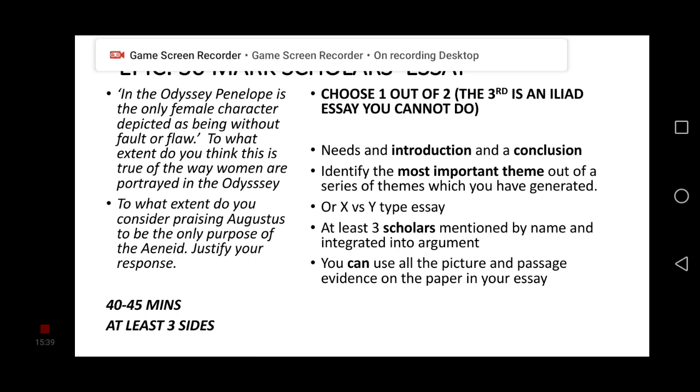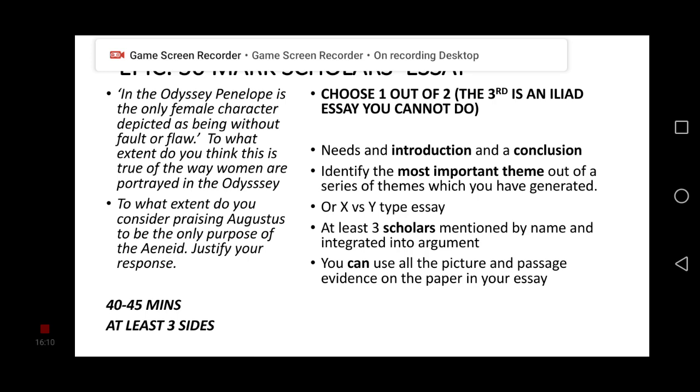What faults do they have? To what extent do you consider praising Augustus to be the only purpose of the Aeneid? Justify your response. So can you see that you've got an Odyssey essay and you've also got an Aeneid essay there? So that will probably be how the exam paper is set out. You can do 2 questions out of 3. The third one would be an Iliad essay. You can't do it because we haven't studied it. Nobody studies Iliad and Odyssey together.